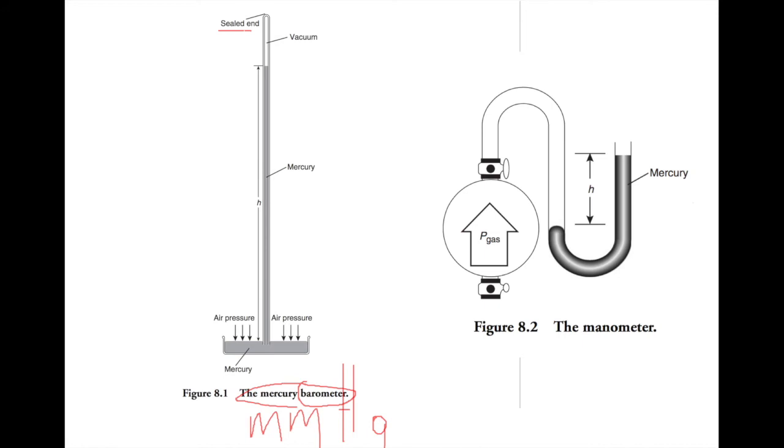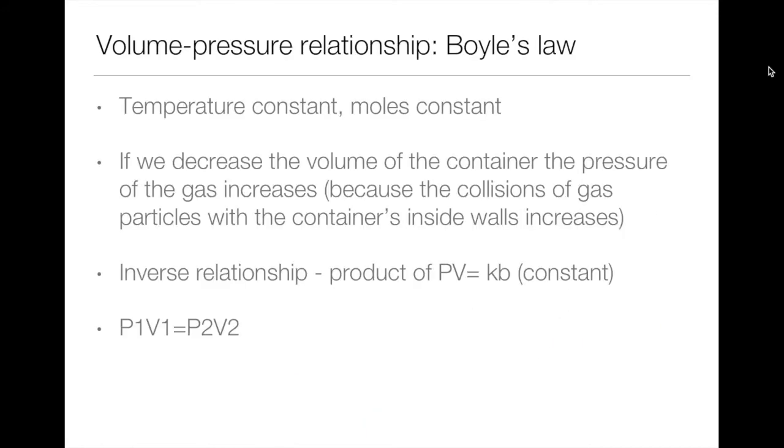Now, to measure the pressure of a gas inside a container, we use a manometer. As in the barometer, the pressure of the gas is balanced against a column of mercury. Nothing different. Okay. And now let's get into the gas law relationships.